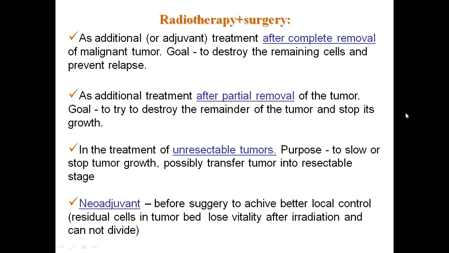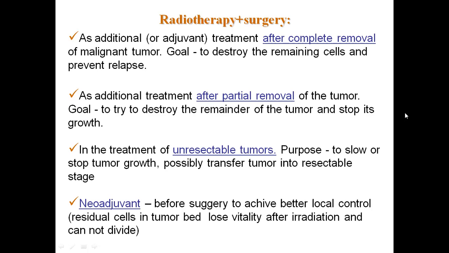Combination of radiotherapy and surgery may be provided as additional or adjuvant treatment after complete removal of a malignant tumor. Its goal is to destroy the remaining cells and prevent relapse. It is also used as additional treatment after partial removal of the tumor when complete removal is impossible. The goal in this case is to try to destroy the remainder of the tumor and stop its growth.